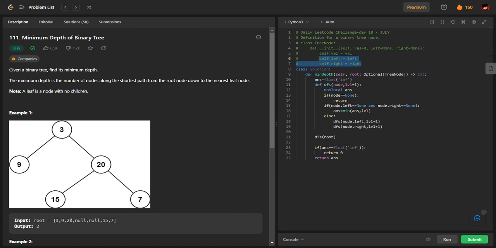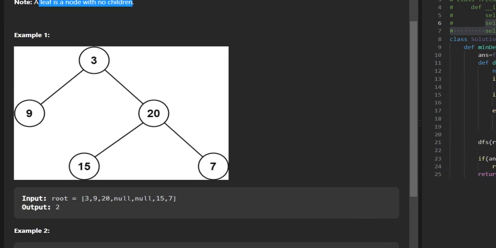The minimum depth is the number of nodes along the shortest path from the root node down to the nearest leaf node. Note, a leaf node is a node with no children. In this example, let's deep dive into this. You can see that 3 is the root. 9 is a leaf node because it does not have any children. Similarly, 15 is a leaf node, and similarly, 7 is a leaf node, because they do not have any children.